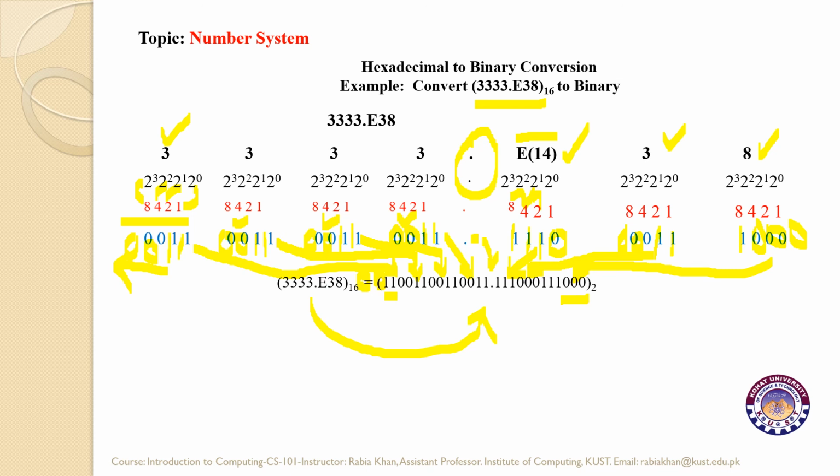We have written the base with the converted number, which is base 2. Do not forget to write the base. As you know, 0 and 1 are also part of the decimal number system. They are also part of the octal number system, the binary number system, and the hexadecimal number system. So you need to mention which type of number system you have converted it into.